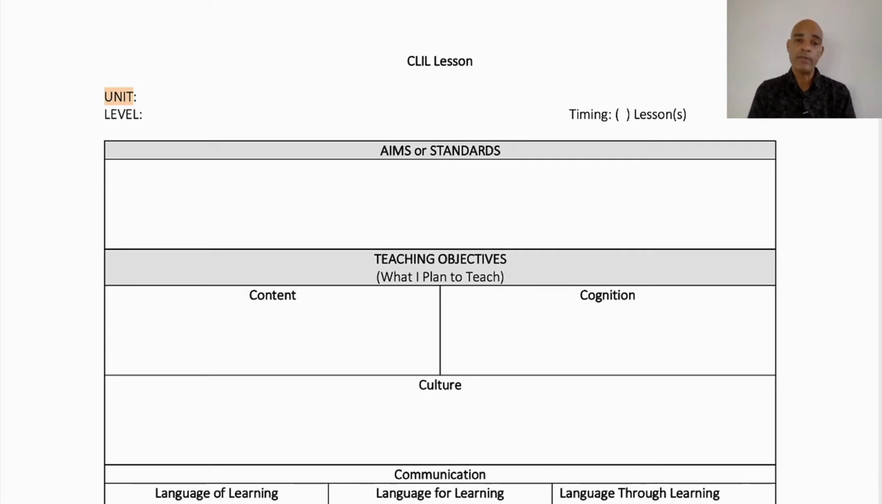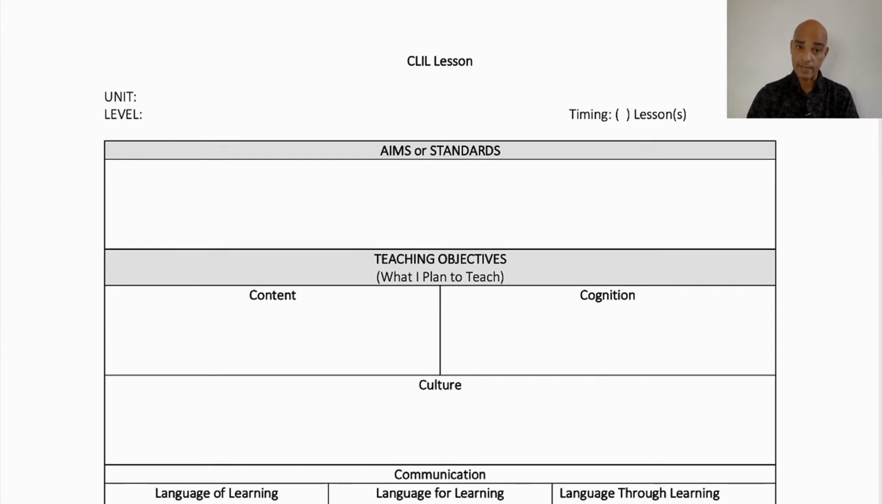Which does not mean at all that you cannot use this template to plan a lesson. You can as well. But here you have the title of the unit and what it is about. The level of the students could include their grade level, grade 6, 7, 8, 10, etc. Or could also include their language level, B1, B2, A2, C1, etc. And timing here refers to the number of lessons that the unit contains. So maybe your unit will have 5 lessons. Maybe your unit could have, let's say, 10 to 11 lessons.